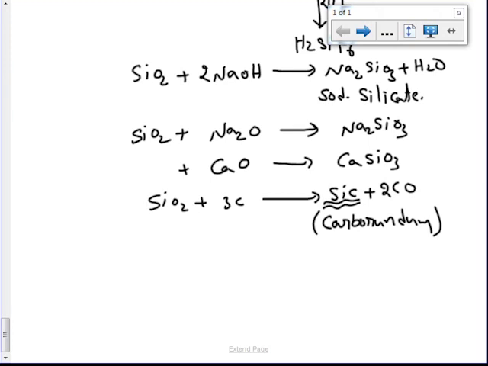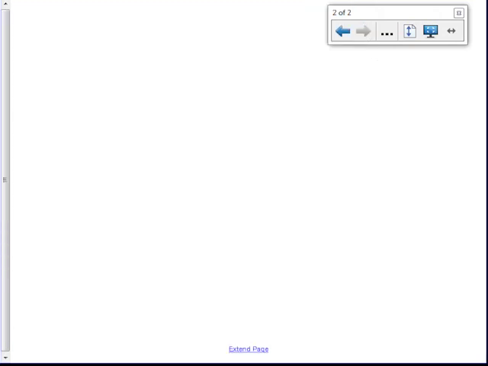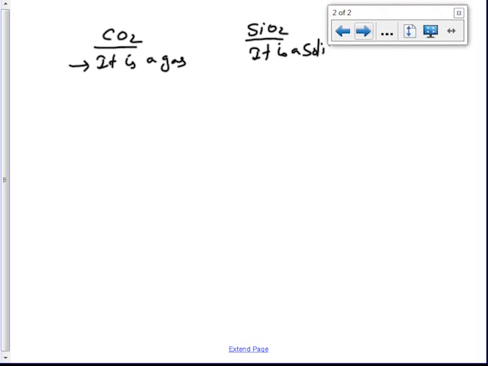So many chemical reactions we are having, and the most important discussion is you have to see the differences between carbon dioxide and silicon dioxide. The formulas are looking the same, but everything is different. First one, carbon dioxide, it is a gas. But SiO2, sand, it is a solid. Second one, carbon dioxide, it is soluble in water.